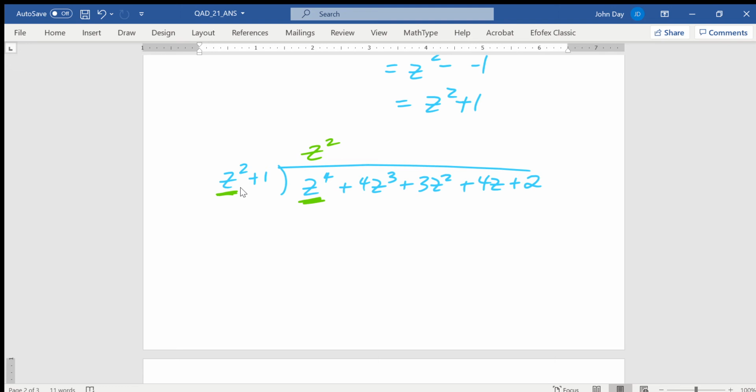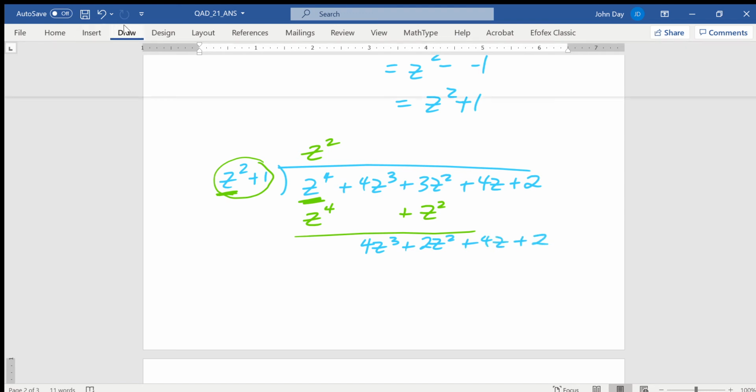And then I multiply all of this by z squared. So I get z to the 4 plus z squared times 1 is z squared. And I'm just going to line them up nicely underneath their corresponding powered terms. Now I subtract the blue minus the green there, and I end up with 4z cubed plus 2z squared plus 4z plus 2.